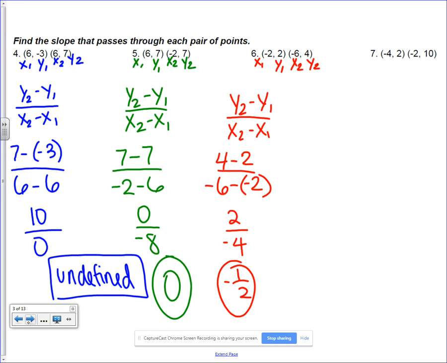Do you think that this line would be very steep? No, it's a half. Let's try one more before we move on. Label your points, please.